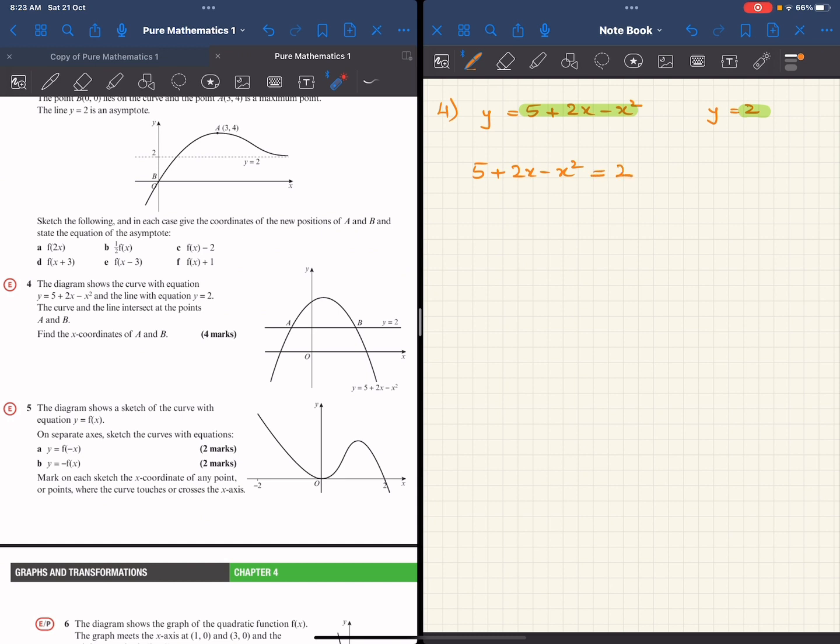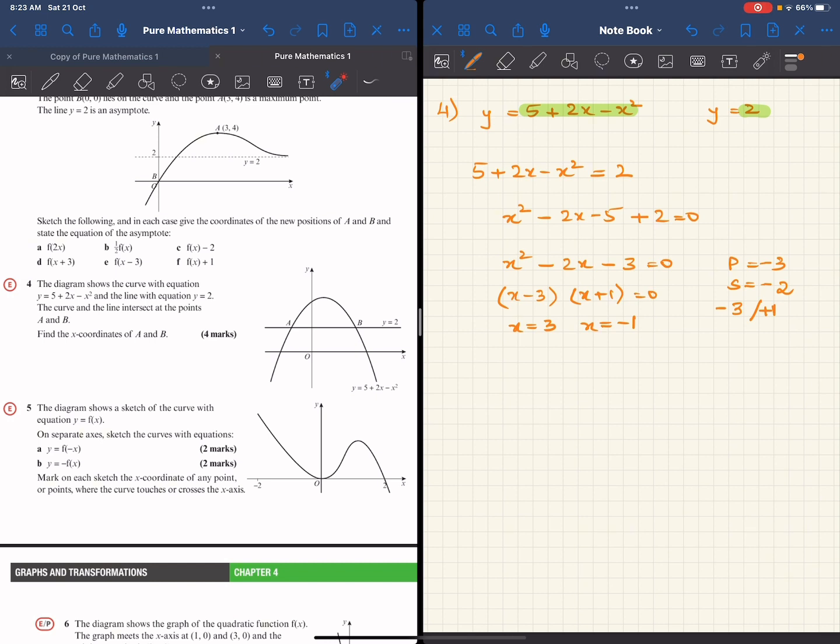Bringing everything on one side, we have x squared minus 2x minus 5 plus 2 is equal to 0. Therefore, x squared minus 2x minus 3 is equal to 0. Product is negative 3. Sum is equal to negative 2. The numbers are negative 3 and positive 1. So our factors are x minus 3 and x plus 1. Therefore, x is equal to 3 and x is equal to negative 1.